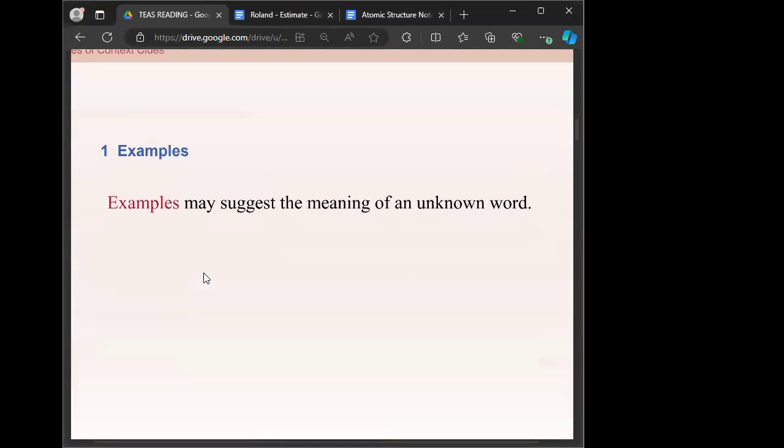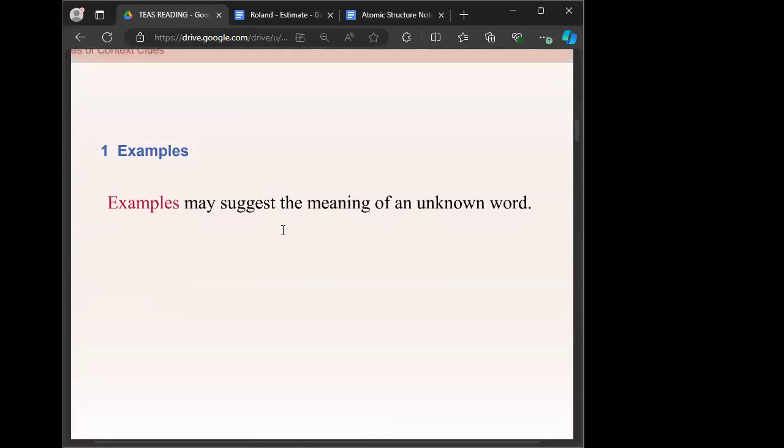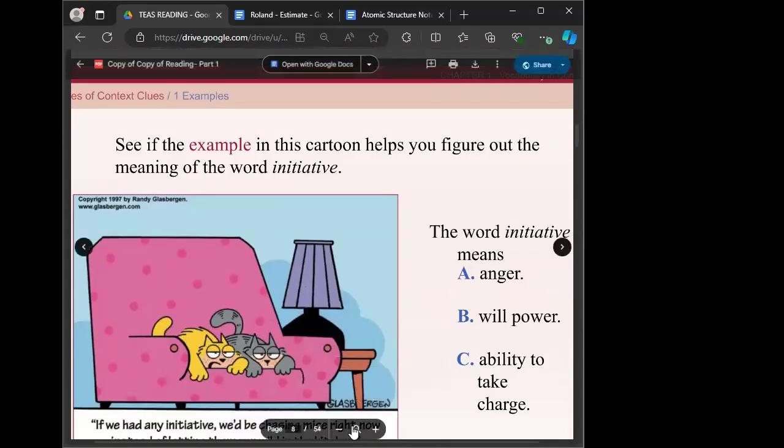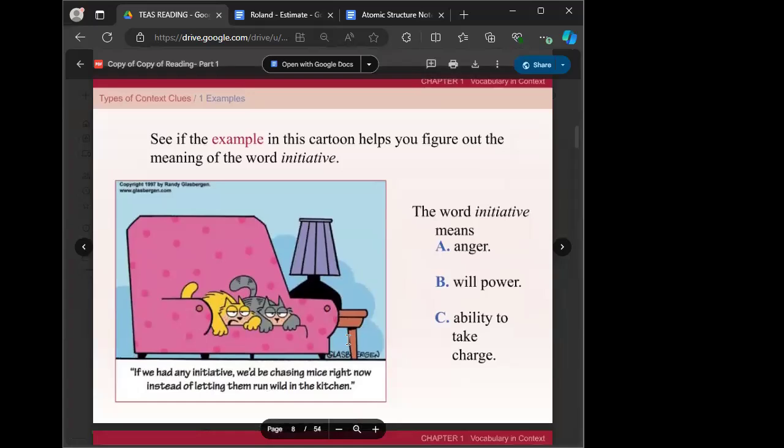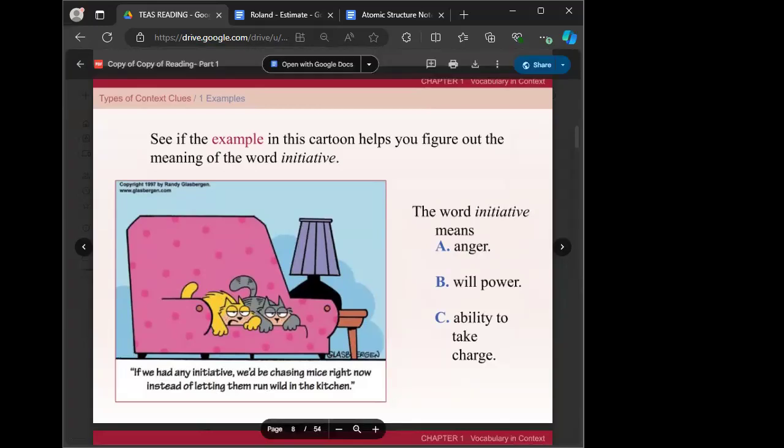Okay, so examples suggest the meaning of the word. In other words, later in the sentence or even later in the same paragraph, there could be an example of an unknown word. So here, for example, it says, if we had any initiative, we'd be chasing mice right now instead of letting them run wild in the kitchen.